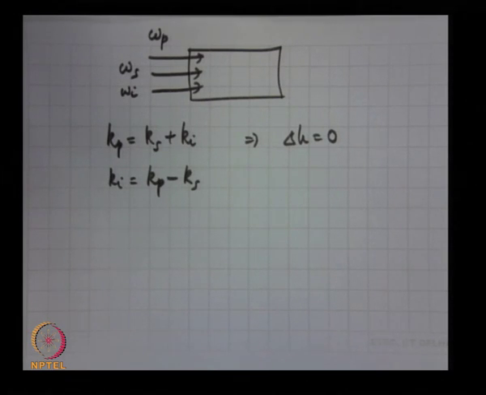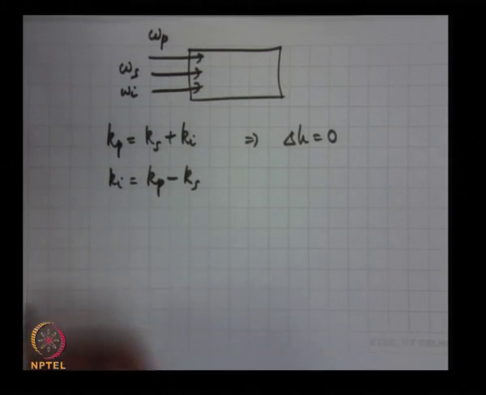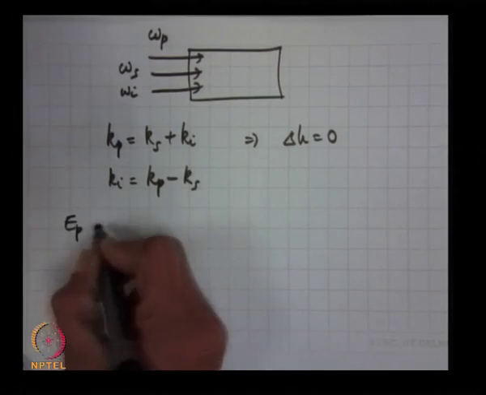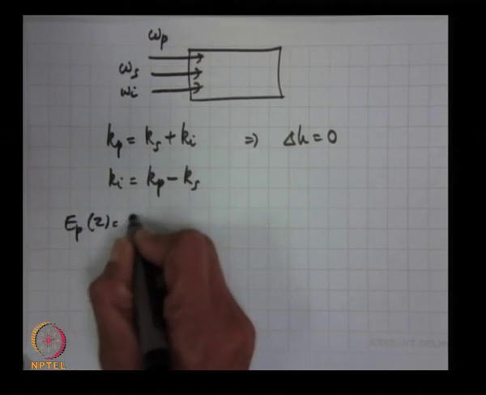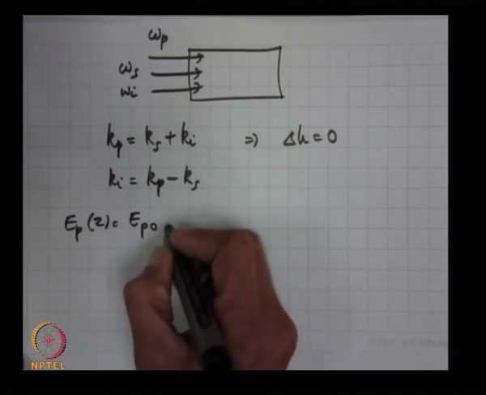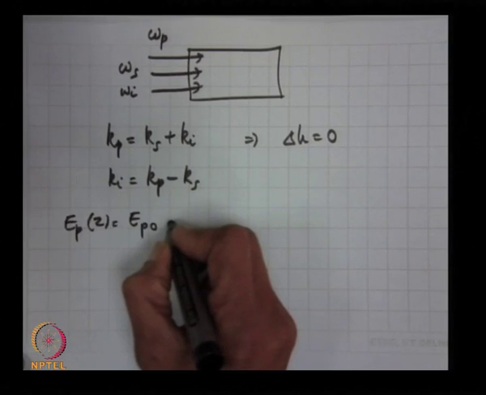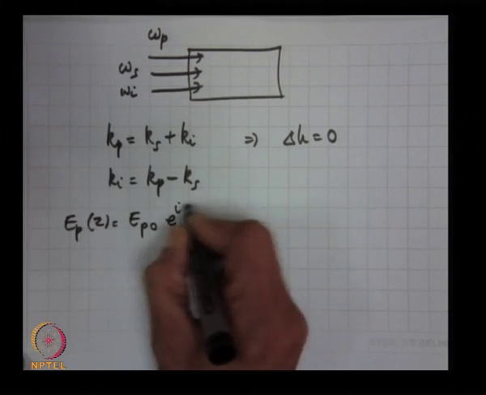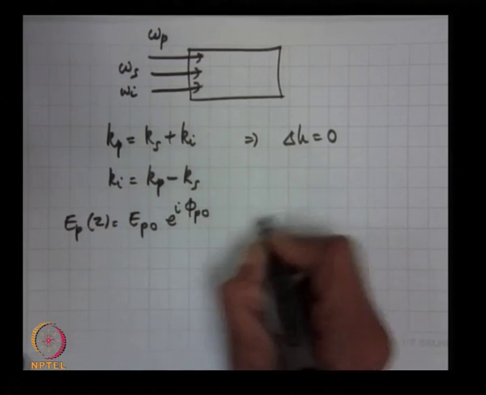Now, what I need to do is, again we will assume no pump depletion. So EP of z is equal to some EP0. Let me put a phase here. This is exponential i phi P0. This is assumed to be a constant.